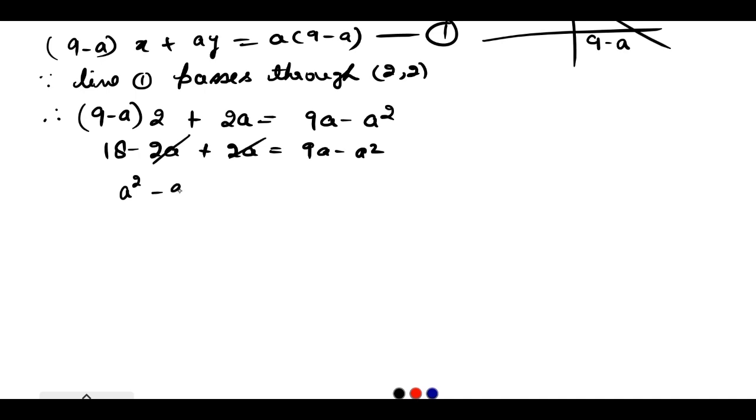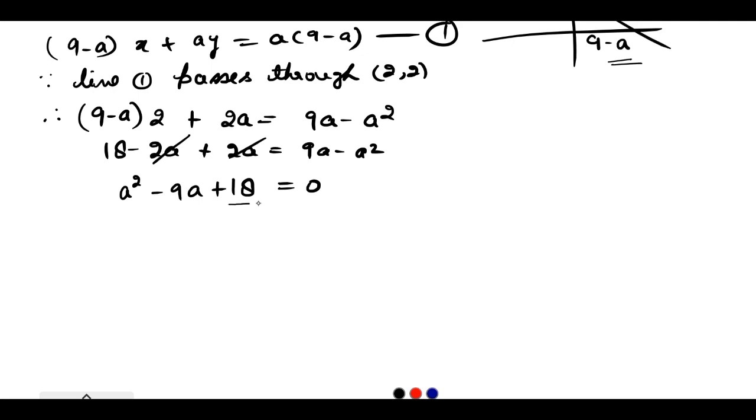a square minus 9a plus 18 is equal to 0. This is a quadratic equation in a. It means we will get two values of a. First value for first condition and second value for second condition.